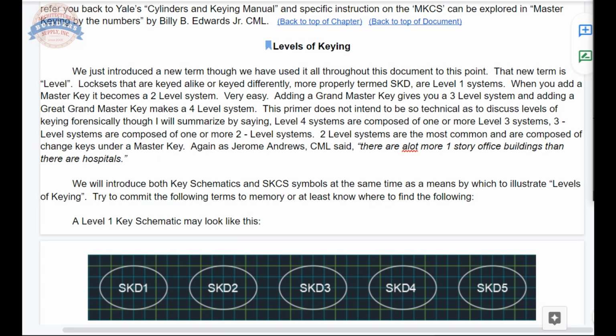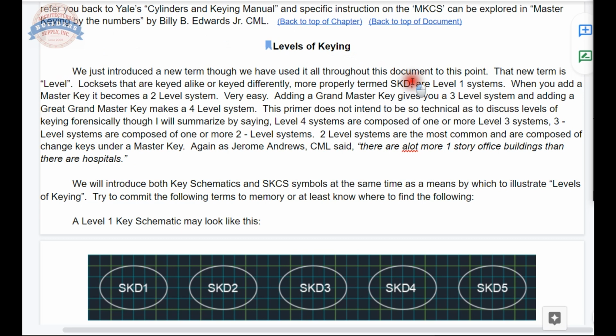Let's get into levels of keying. We just introduced a new term, though we have used it all throughout this document, levels of keying. That new term is indeed level. Lock sets that are keyed alike or keyed differently, more properly termed SKD, are level 1 systems. There's not much to it.